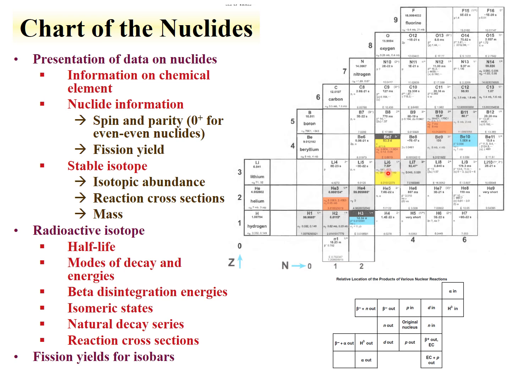So as you see, lithium-6 is 7.59% of the lithium, where the remainder is lithium-7. For radioactive isotopes, data that is provided includes half-life, the modes of the decay and their energies, the beta disintegration energies, the isomeric states, there's information on natural decay series, and reaction cross-sections.